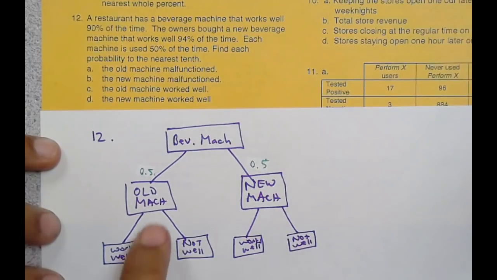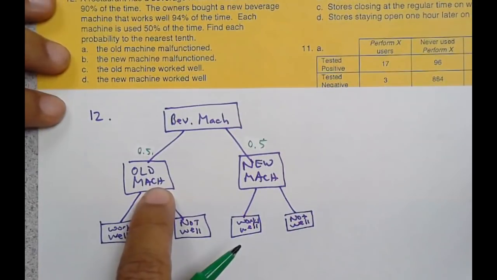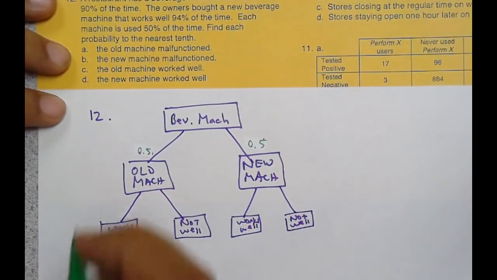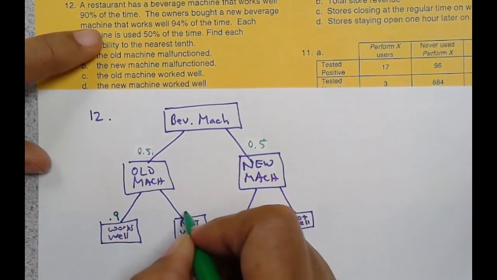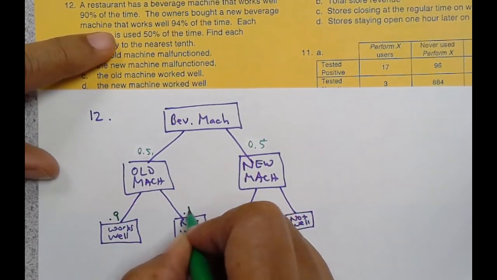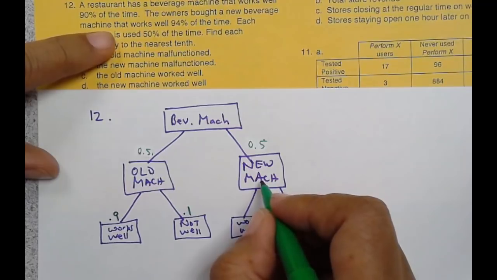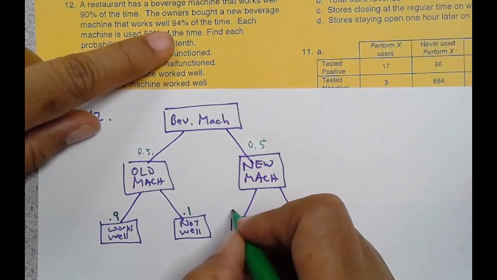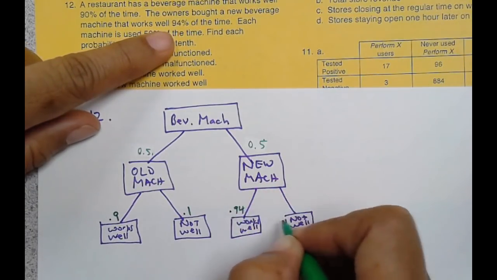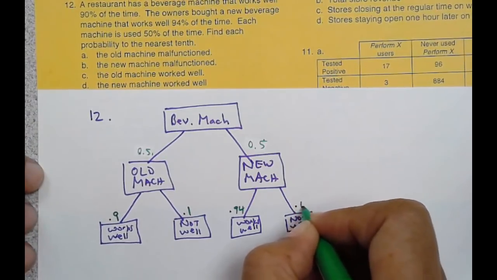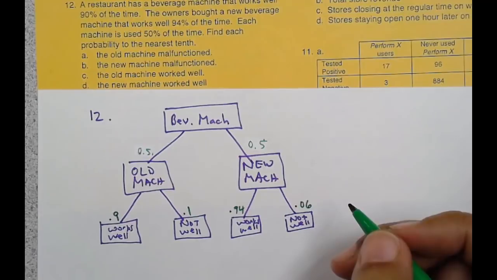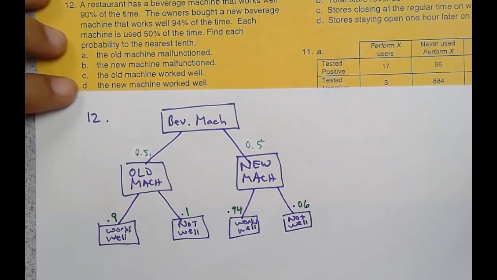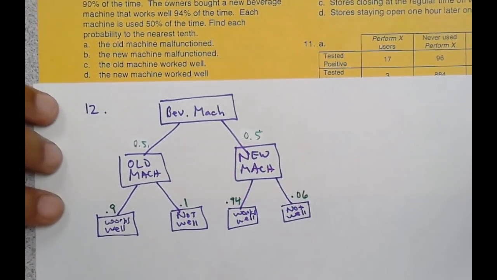Okay, so we know that the old machine works well 90% of the time. So here's our 0.9. And that means that 10% is not well. The new machine works well 94% of the time, 0.94, which means not well is 0.06. Okay. So we're going to find the probability here.